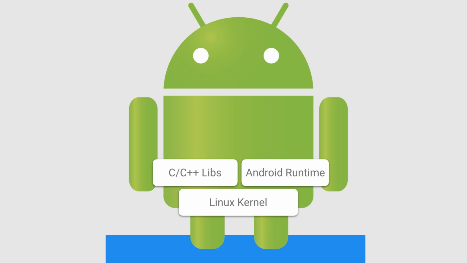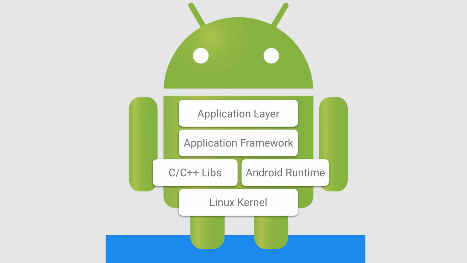Your app runs within its own instance of the runtime, using the classes and services provided here in the application framework. On top of that sits the application layer, including your app and every other app that's installed. So when you hit run in Android Studio, the first thing that happens is your code gets compiled into bytecode that can be run in the runtime on the device.